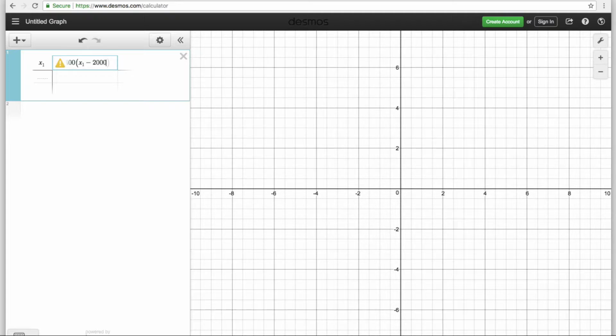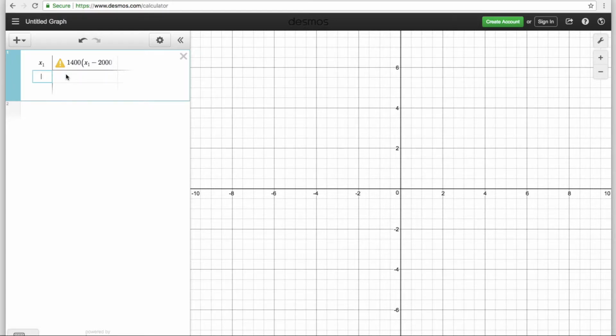And you do that by, let me go back. You do that by typing x and then shift underscore, and then that's how you get that little sub 1. Parentheses plus 51,000.